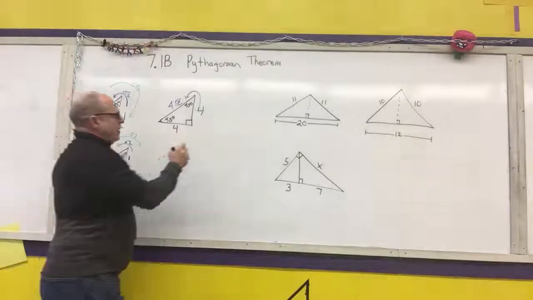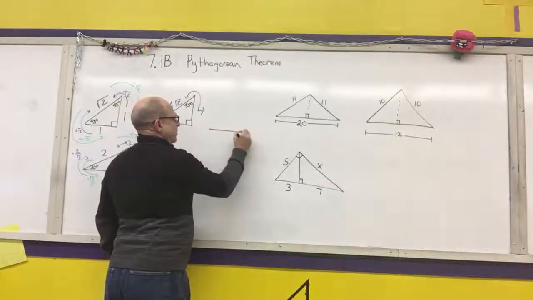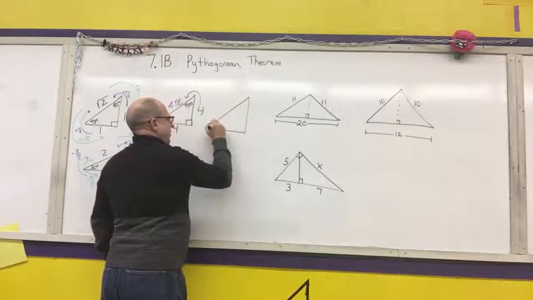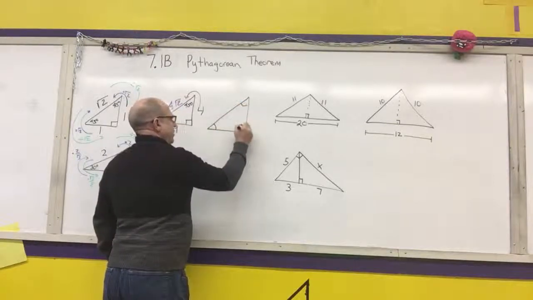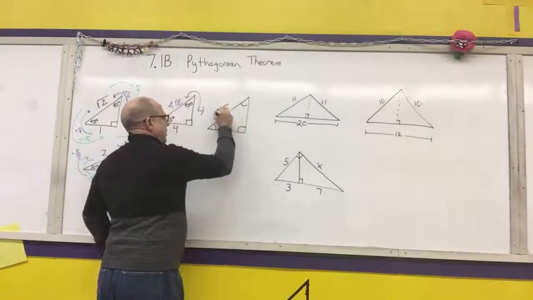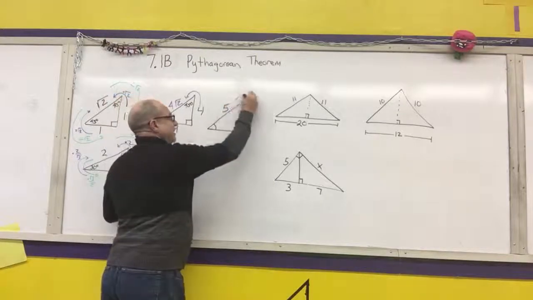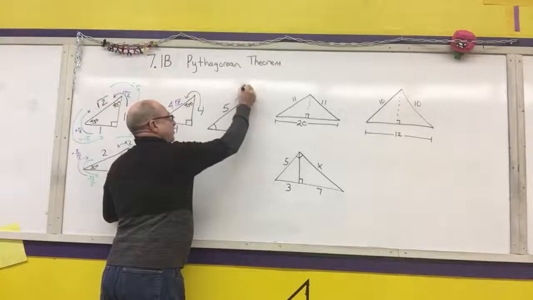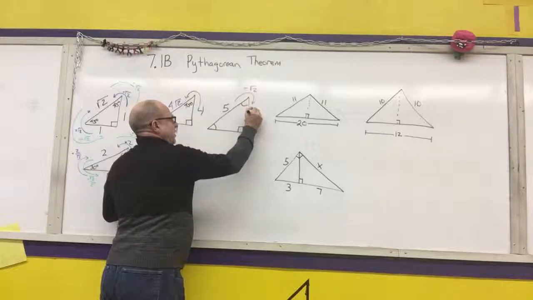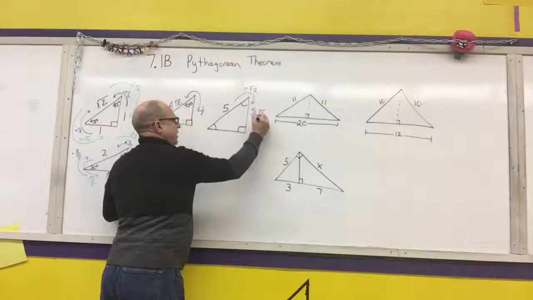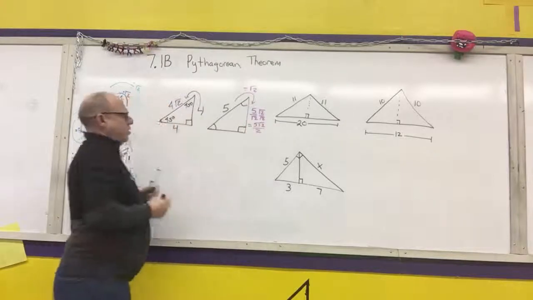Similarly, if I was given the hypotenuse of a 45, 45, 90 triangle, and I want to find the legs, I divide by the square root of 2. So that would give me 5 over root 2, but we know we have to rationalize that, and I end up with 5 root 2 over 2.